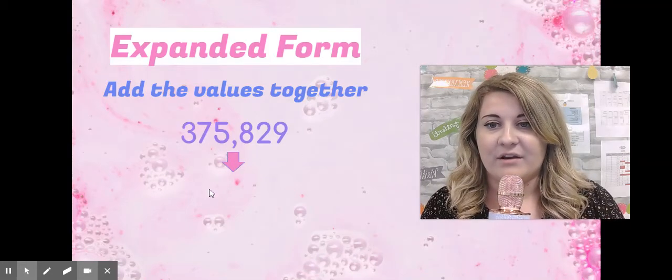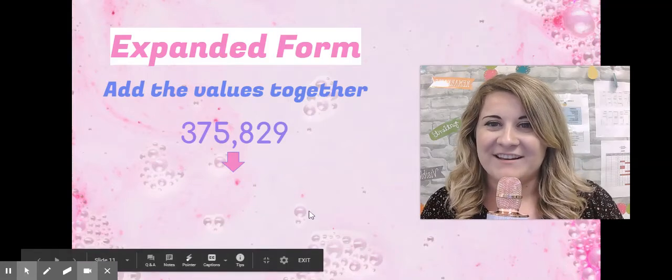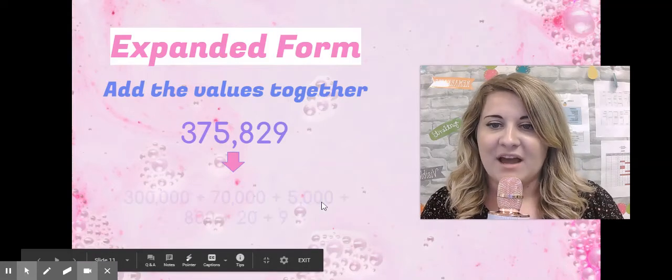How much is that 5 worth? Change the 8, the 2, and the 9 to zeros. 1, 2, 3 zeros, 5,000. Plus, drop your 8 down, 800, plus 20, plus 9. This is what that looks like.